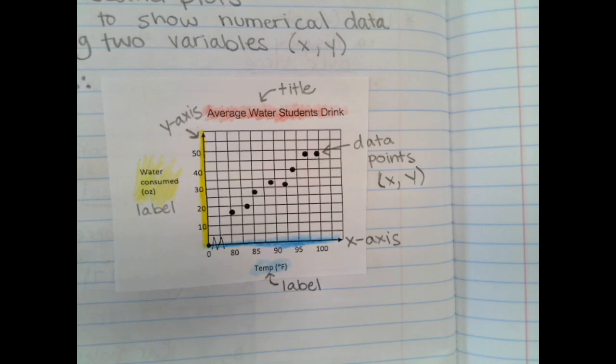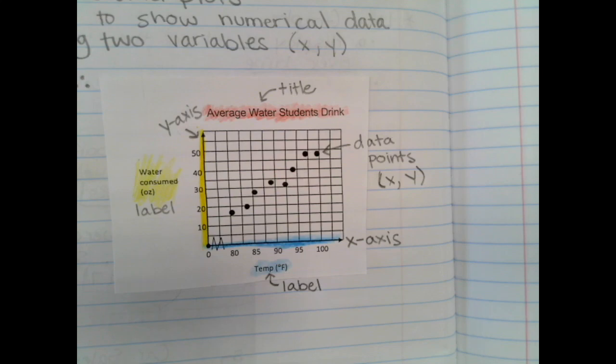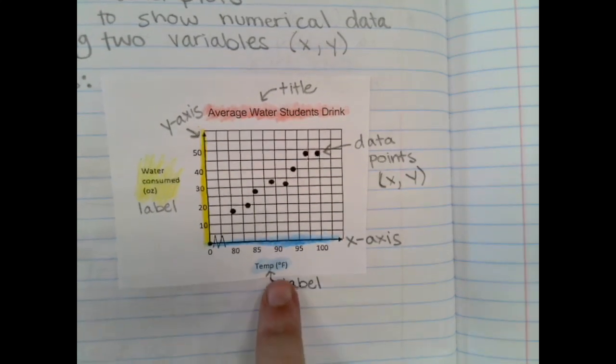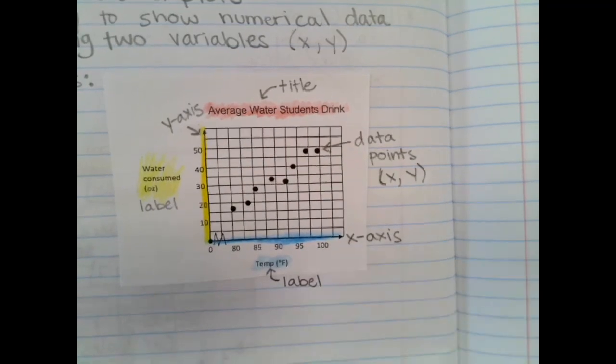So the overall title is telling us about the average water students drink throughout the day. What are we measuring? What are our two variables? Good, the temperature and how much water we drink. So what are we noticing when the temperature goes up? What's happening to the amount of water we're drinking?